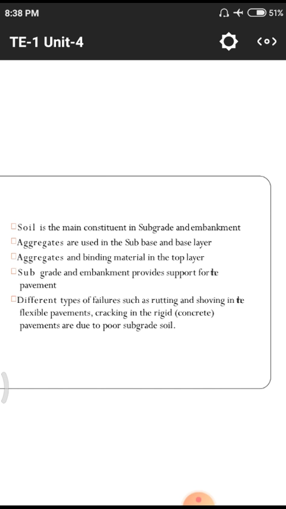Next one, different types of failure, such as rutting in flexible pavements and cracking in rigid pavements, are due to poor subgrade soil. Okay, we have to observe. We have different kinds of failures. What are the failures? One is rutting. Rutting means there is some quantity of material being lost from the total soil strata.